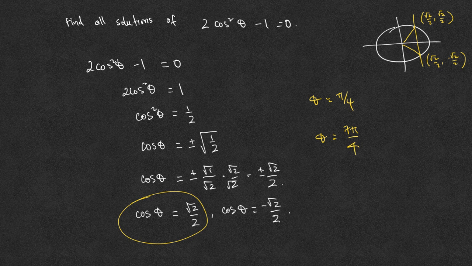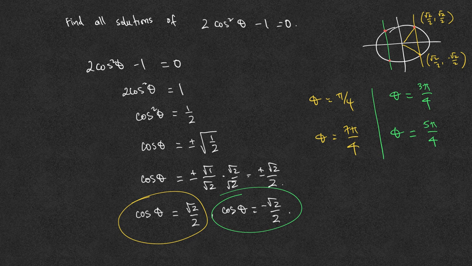From cosine of theta equals negative root 2 over 2, which is now in the second and the third quadrant, the angle that determines the x-coordinate negative root 2 over 2 in the second quadrant is 3 pi over 4, and the angle in the third quadrant is 5 pi over 4. So we obtain 4 principal solutions from 0 to 2 pi.